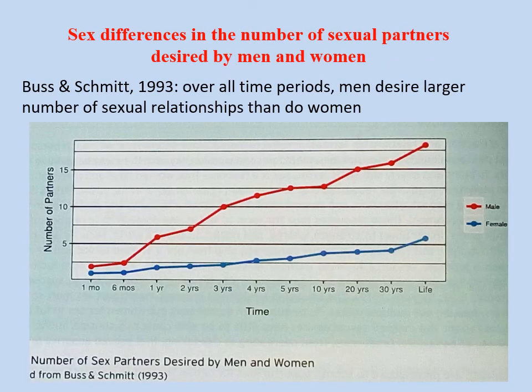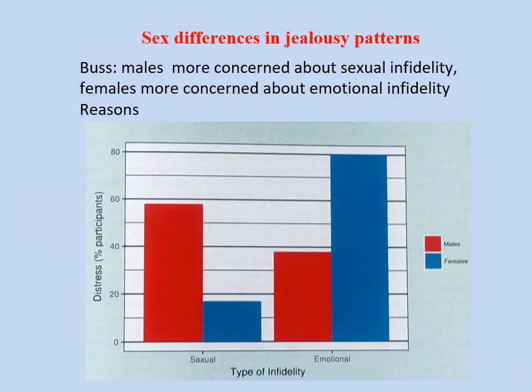Male-female differences are also very marked if you look at the number of sexual partners expected or desired by men and women. According to the study by Buss and Schmidt, 1993, over all time periods, men expect and desire more sexual partners than do women. Men and women also demonstrate different patterns of jealousy. Men are far more concerned about sexual infidelity in their partners, and females are far more concerned about emotional infidelity.